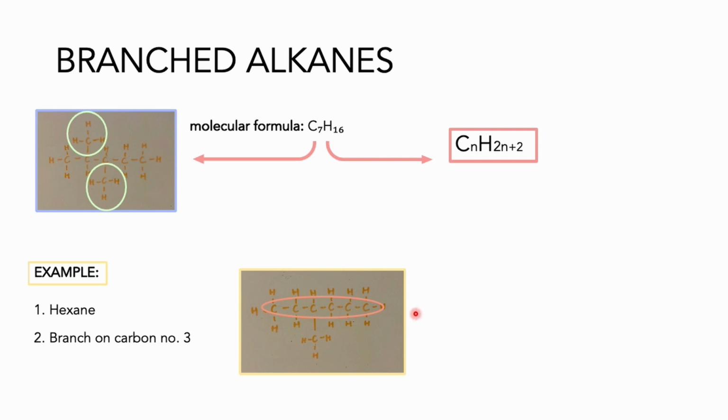Now we need to determine how many carbons are in the branch and the name for it. Because there's just 1 carbon in this branch, the prefix is meth-. To put this all together, the branched alkane is called 3-methylhexane. We will use a similar process to draw molecules from their name.